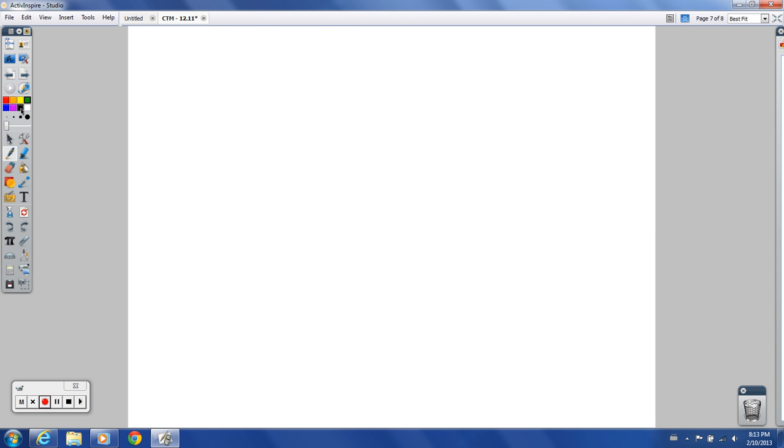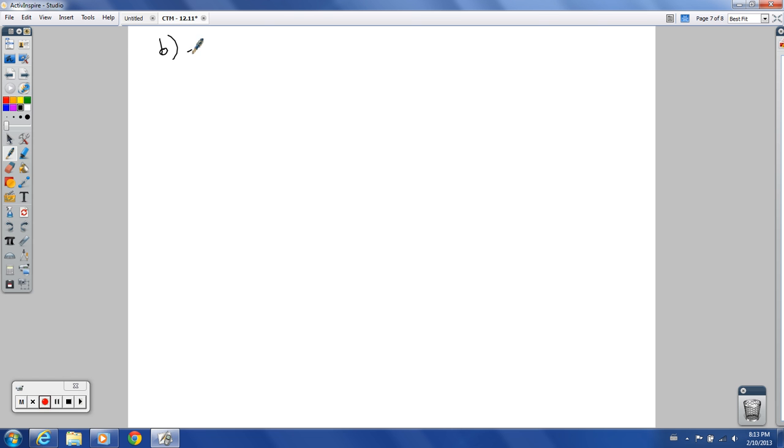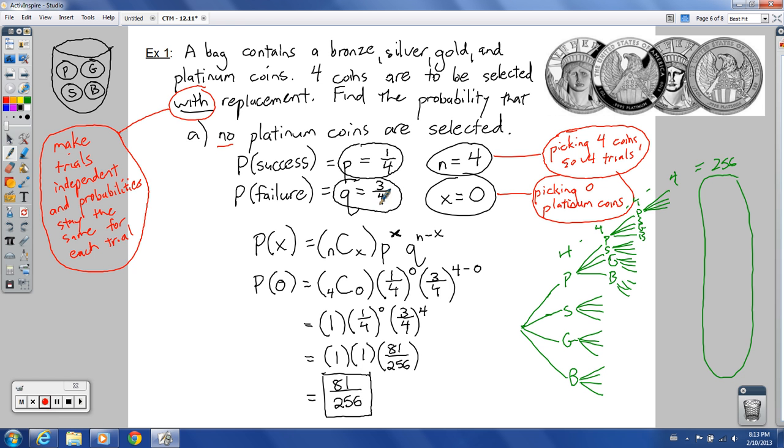So we'll continue this problem here, part B though. So now start writing again. That was just a listen. Oh wow, that's nice. I don't have to do that. Yay. Okay. So exactly 1 platinum coin is selected. So what's the chance of that happening? I'm not going to rewrite everything here, but think about it. These two are still the same, 1/4 and 3/4. Your n is still going to be 4, but now we're saying x equals 1, picking 1 platinum coin instead of none. So that's the only thing that's going to change.